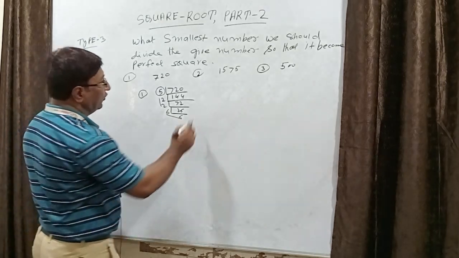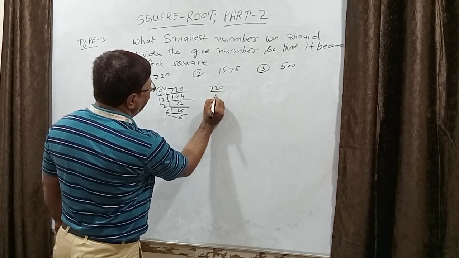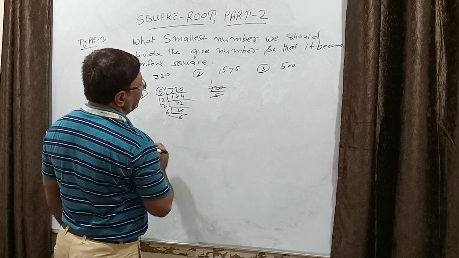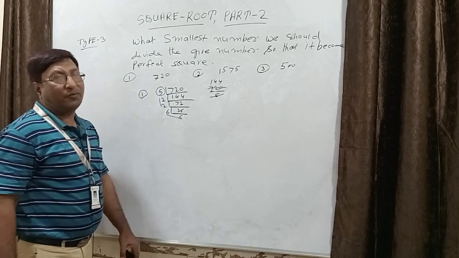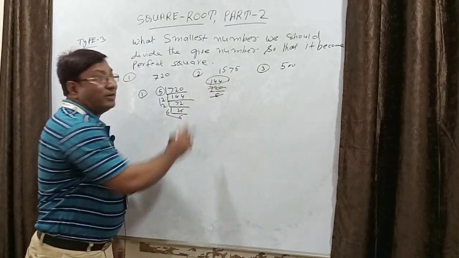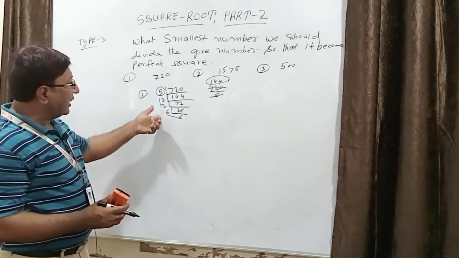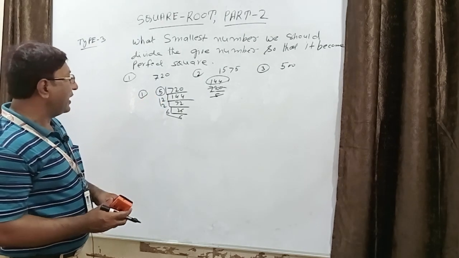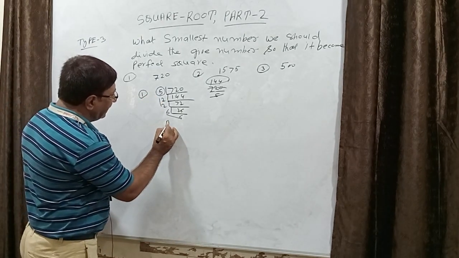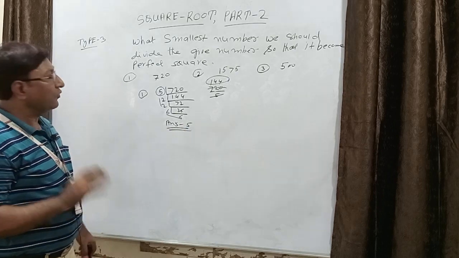You can check also. Suppose this is 720 and we are dividing by 5. So 5 1s are 5, 2 2s are 2. So this is 144. And 144 is a perfect square. So the technique here: make factors, and after that make pairs. The number which has no pair is our answer. So here the answer is 5. The correct answer is 5.